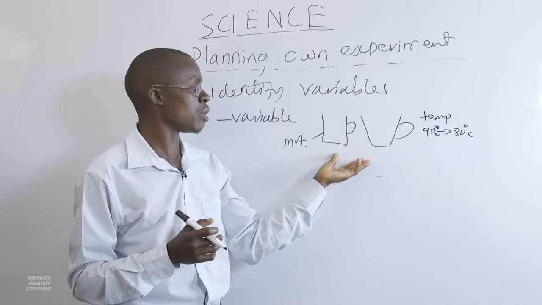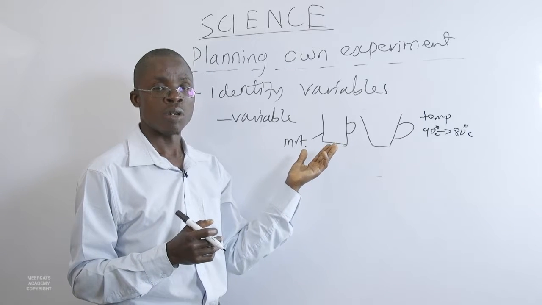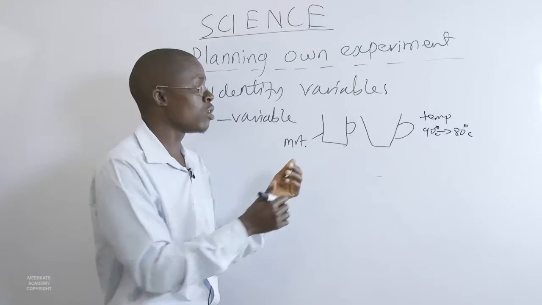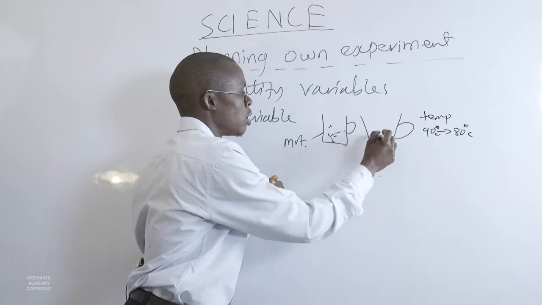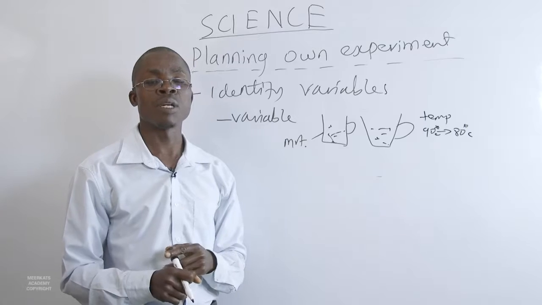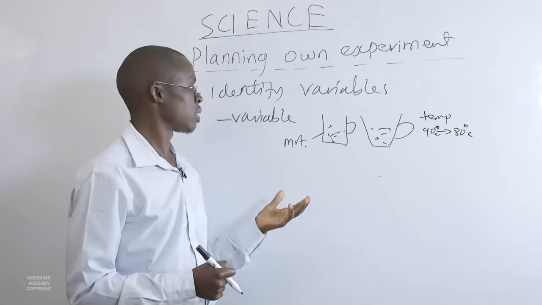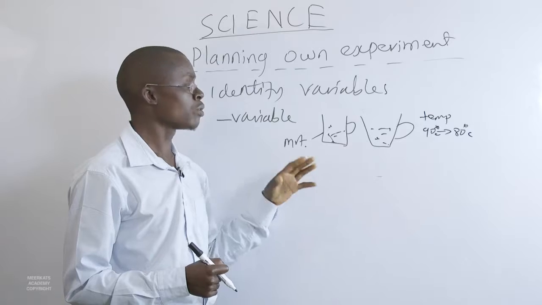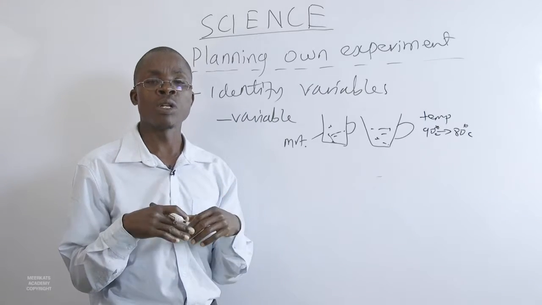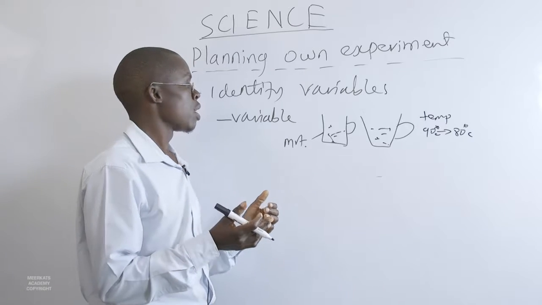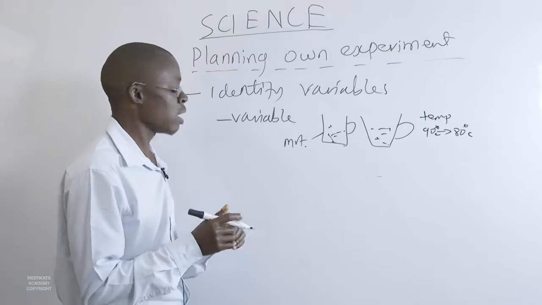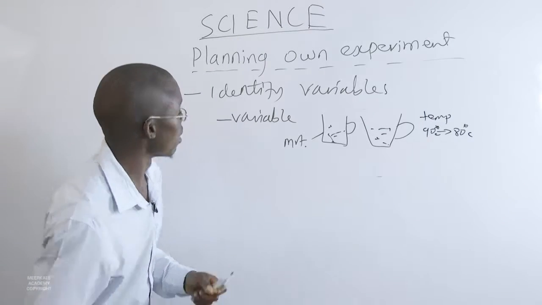The temperature will depend on the material that was used to make the cup. The temperature will depend on the composition of this cup. So we say temperature is a dependent variable, but we also have some other changes that will go on whether you change the material or you don't. And those ones are called independent variables.